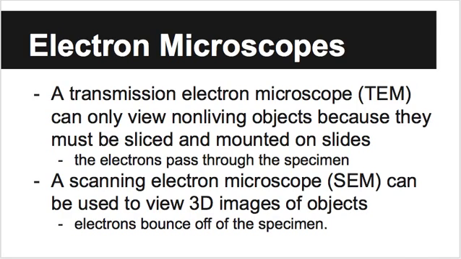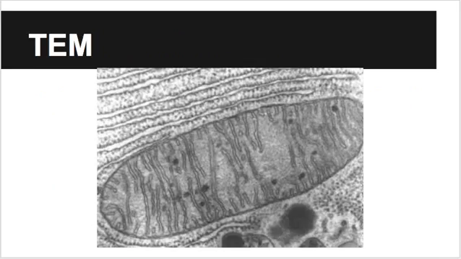More about electron microscopes. There are two different types. A transmission electron microscope, or a TEM, can view only non-living objects because they must be sliced and mounted on slides. In this case, the electrons actually pass through the specimen. The other type is a scanning electron microscope, an SEM, and they can be used to view 3D images of objects. The electrons, in this case, bounce off the specimen. The SEM is the cooler of the two. It gives the cooler pictures.